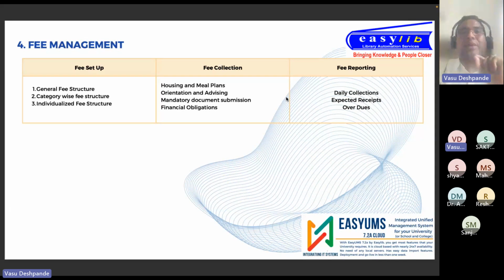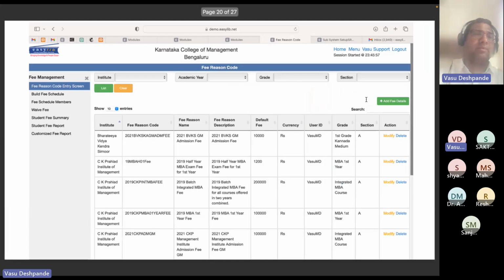And then there is fee reporting, which will help you with daily collections, expected receipts, right? What are the overdue? Daily collections basically give the list of how much was collected. Expected, okay, this month, what is the cash flow that is going to be for your organization? Overdue, those who should have paid last month have not paid. How much is the overdue you are running? The complete information of what your fee structure is, you can see easily over here.